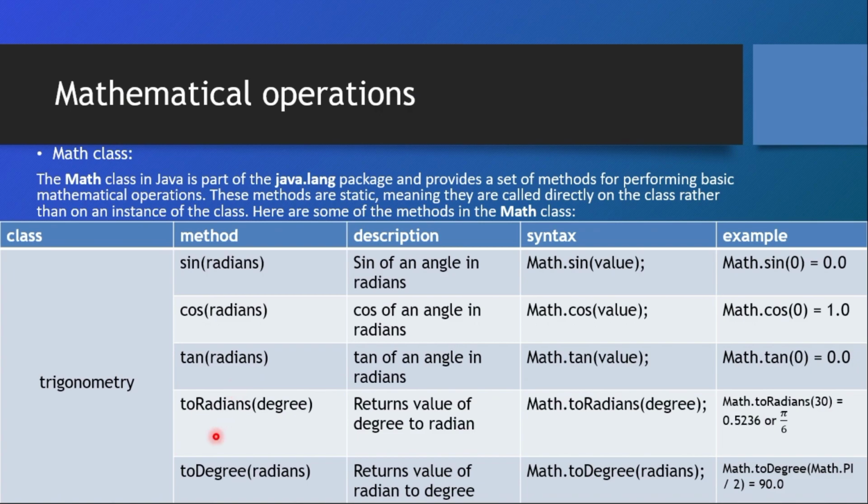And then we have the opposite, which is the toDegrees method. It returns the value of radians converted to degrees, and that's basically the opposite of the toRadians method. So it says Math.toDegrees, and then you could put Math.PI divided by 2, which is equal to 90, because pi over 2 in radians is 90 degrees. So you get the picture.